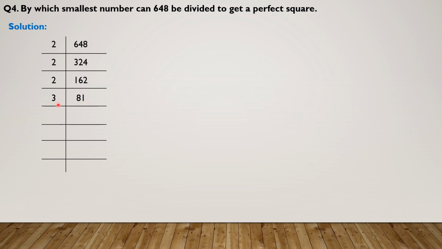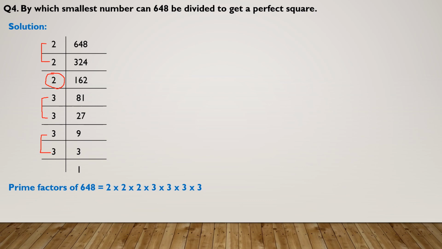Divide 81 by 3. We will get 3 2s are 6, 2 remainder, 3 7s are 21. Again this is divisible by 3. 3 9s are 27. Again 3 3s are 9 and 3 1s are 3. Now students, make the pairs. This is your first pair and this is your second pair and this is your third pair. Now look here, 2 is left alone.